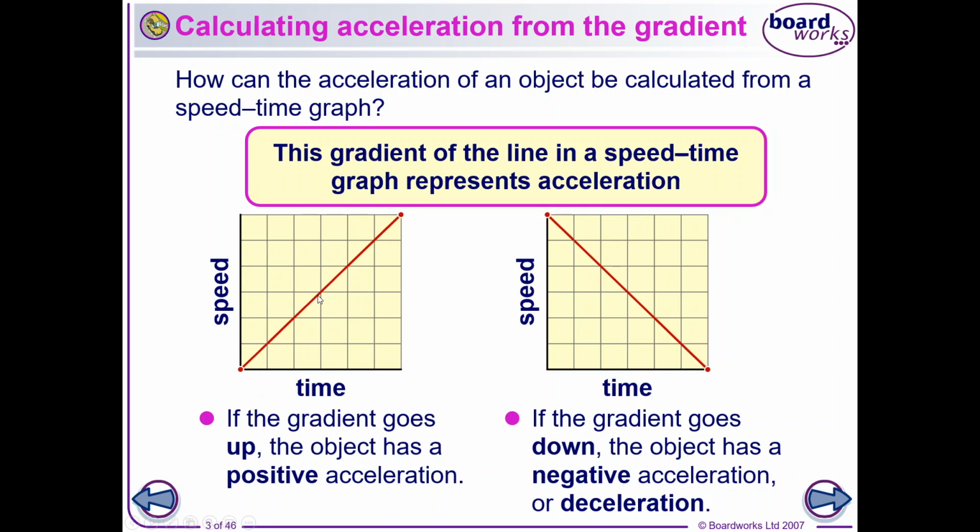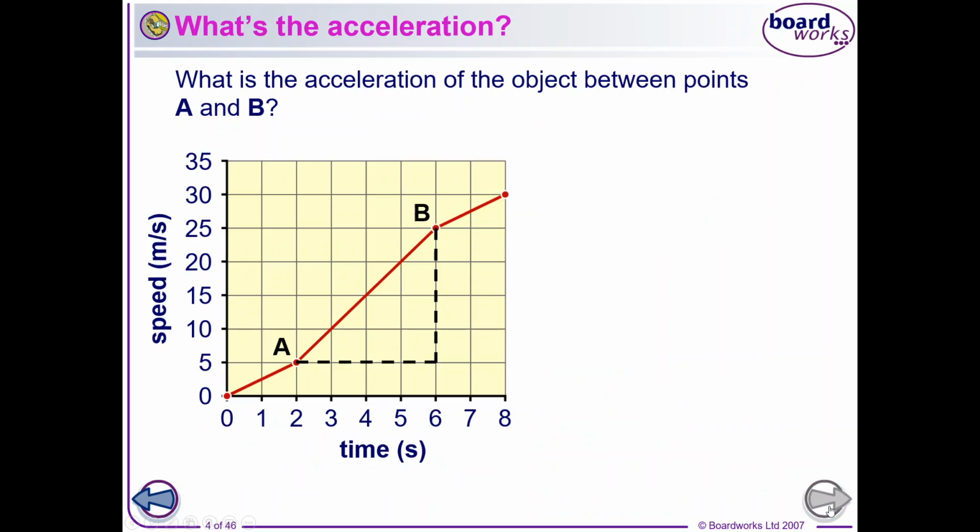So we can work out the acceleration of an object from a speed time graph by calculating the gradient. Like I said earlier, if it goes up like this, then it's accelerating, and if it goes down, then it is decelerating. So if we have a look at an example, here's a speed time graph again. What is the acceleration of the object between points A and B? So here's A and here's B. We actually do it exactly the same way as we did it for the distance time graph. We have to work out the gradient for this one.